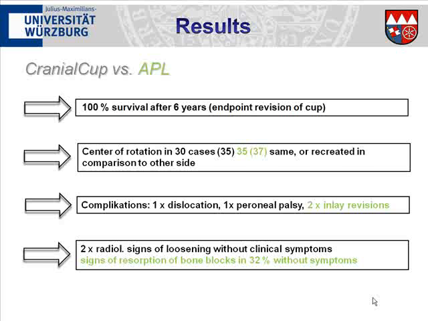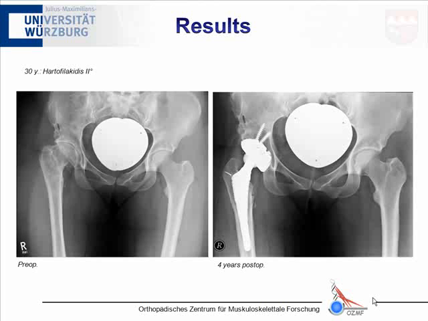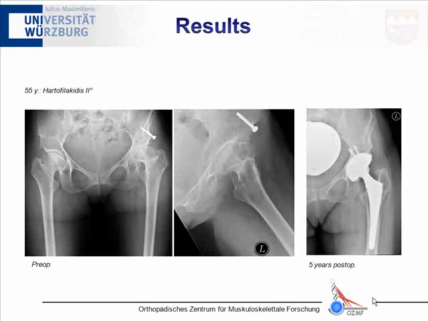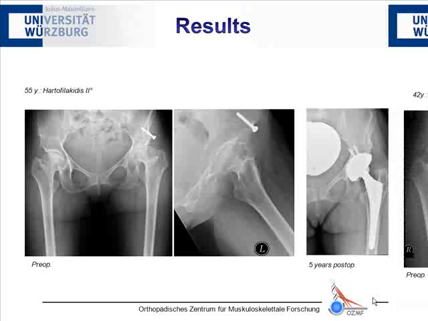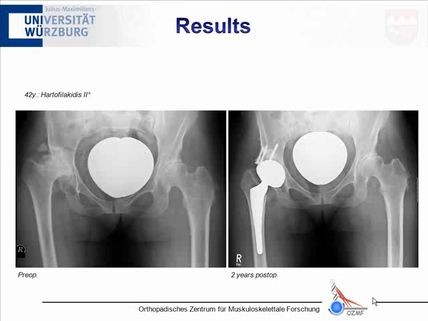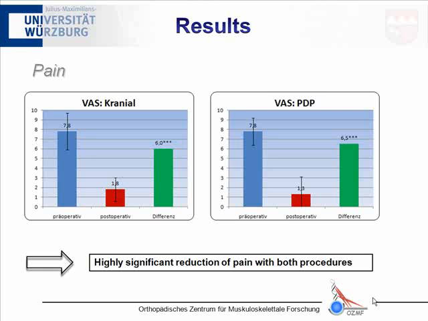So here's an example 4 years post-operatively after the cranial cup system. And here another one of a 55-year-old lady 5 years after the operation. On the right side here you can see this oval-shaped cup system. And this compares to the other group 2 years after the implantation of a regular cup system with an acetabuloplasty in a 42-year-old patient. Now, the results were pretty much the same in both groups.